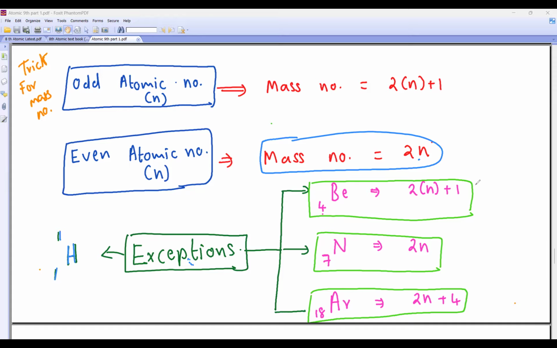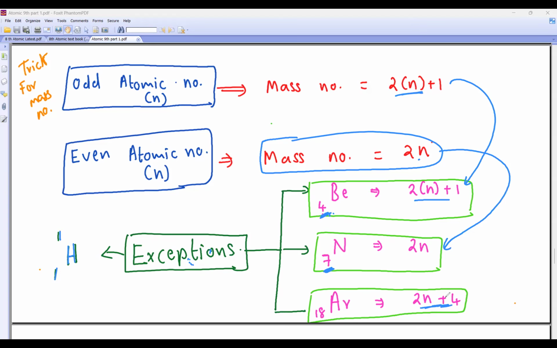For beryllium, although it is even, which law are we going to use? We are going to use the odd one, because that is why we have written the exception. Nitrogen is odd, so I should use this one. But for nitrogen, I am going to use this one. And for argon, we use something totally different, 2n plus 4.